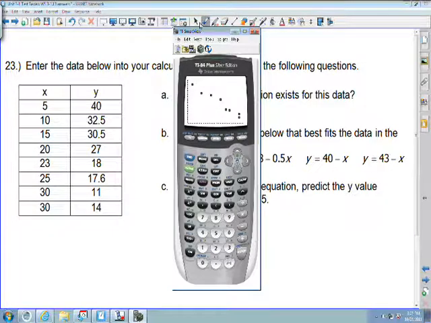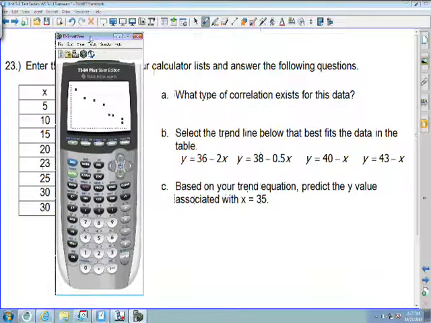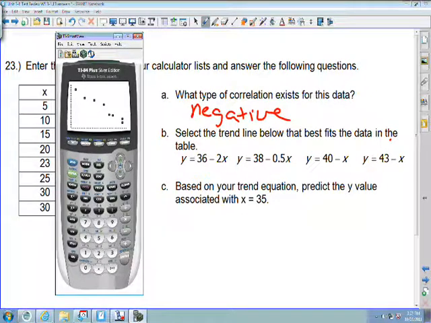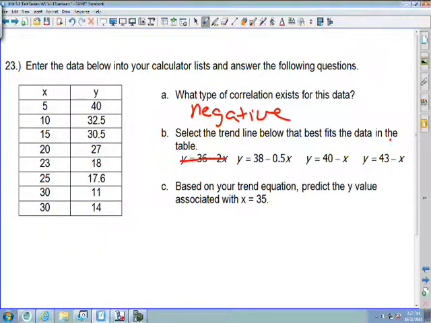First off, what kind of correlation is there? It is negative. So now I'm going to go to y equals. Let's put in the first equation, y equals 36 minus 2x, and press graph. Not even close, so it's not this one.